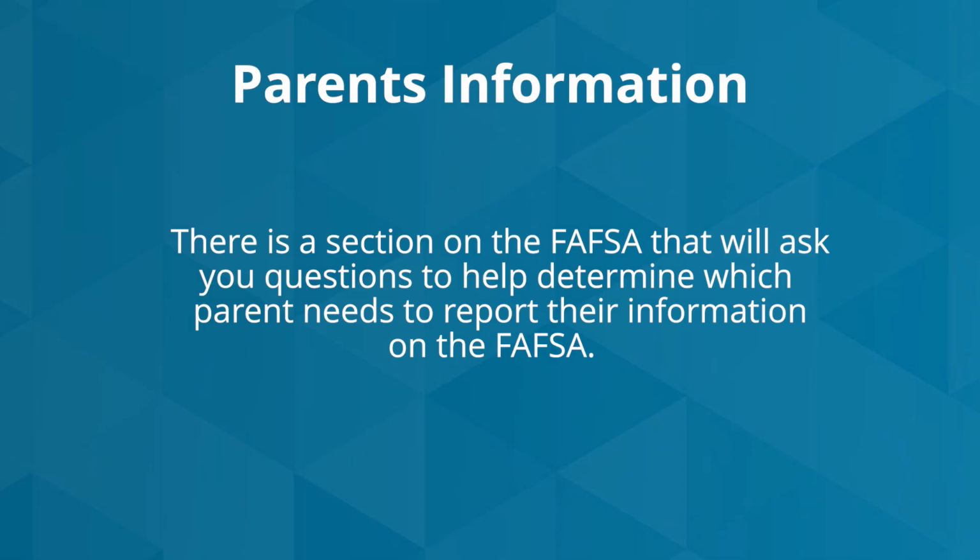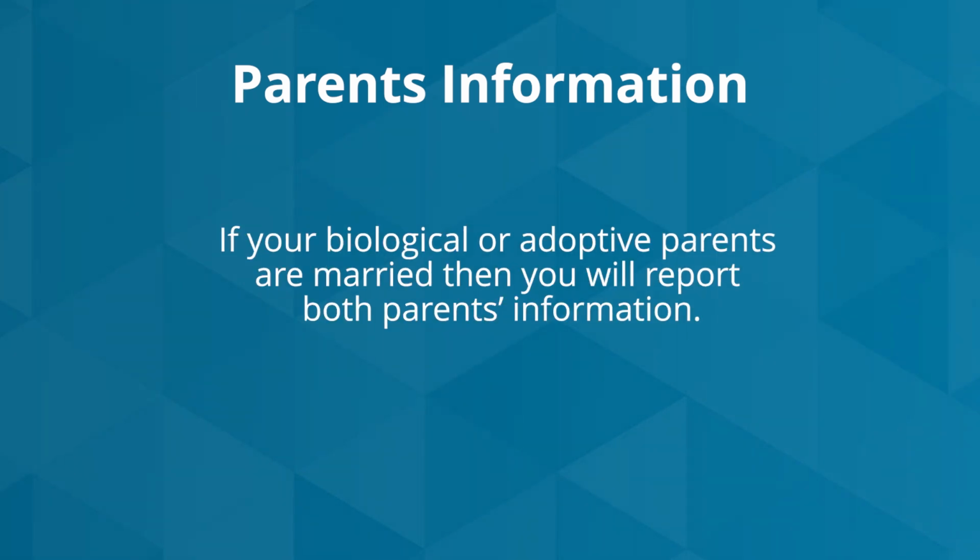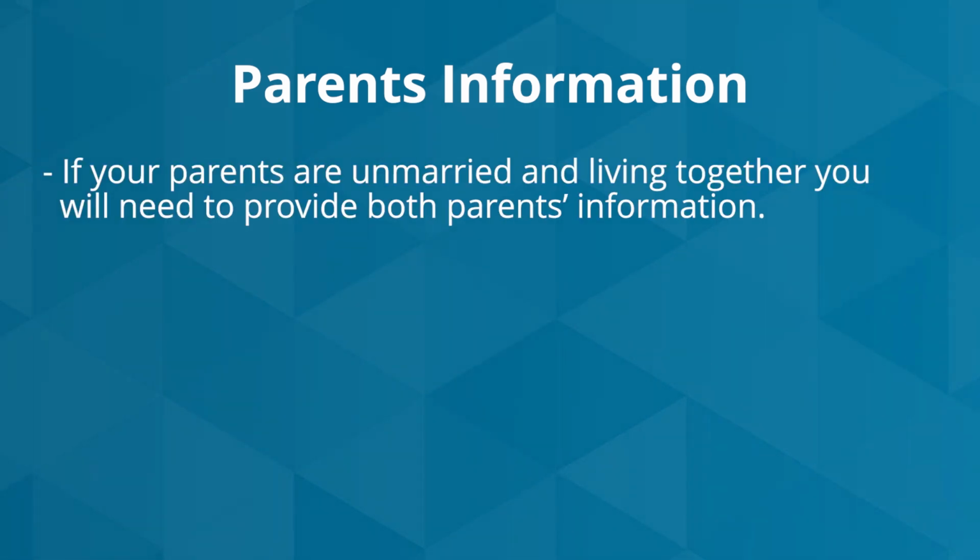So which parent's information do you need to report? There is a section on the FAFSA that will ask you questions to help determine which parent needs to report their information on the FAFSA. So that makes it easy to determine which parent you need to use. If your biological or adoptive parents are married, then you will report both parents' information. If your biological or adoptive parents are not married, but they live together, they live in the same household, you must provide both parents' information.